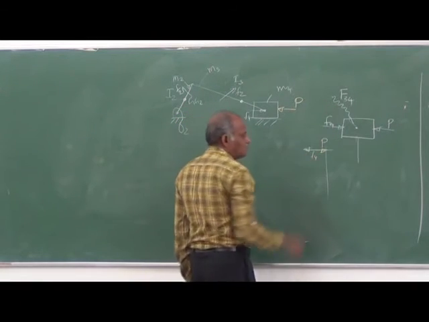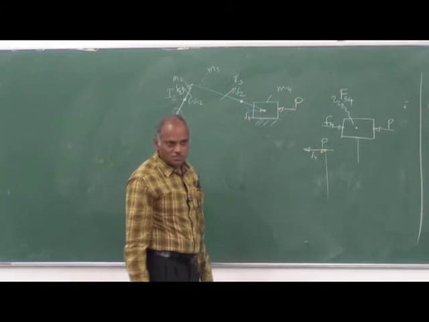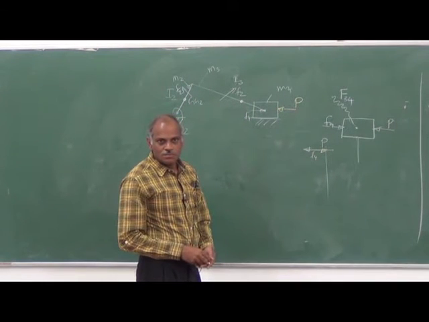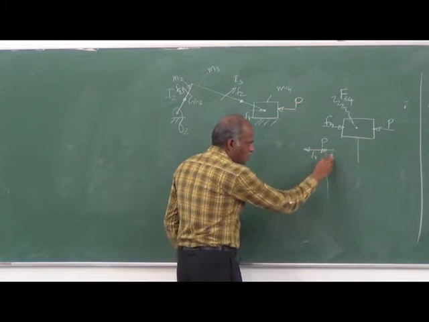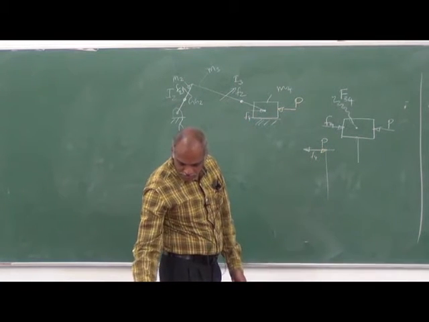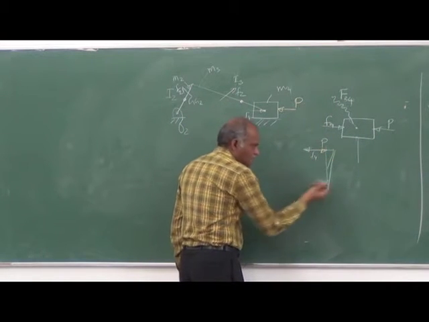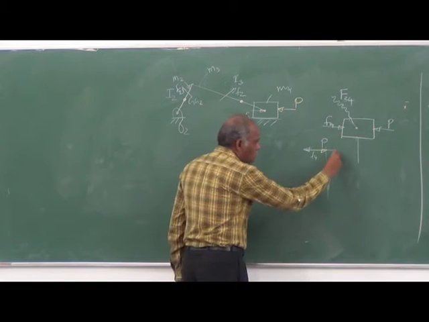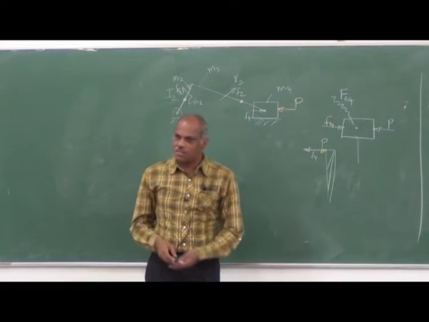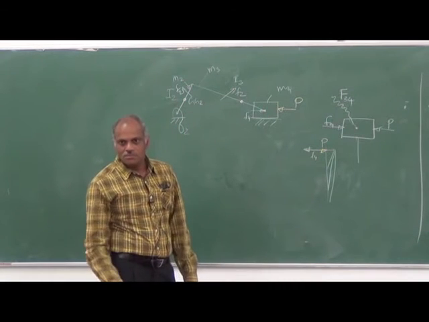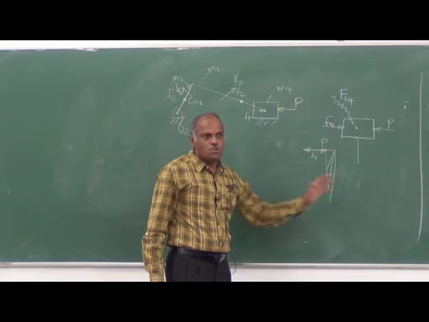But the other one, you do not know the magnitude and direction. So in this case, it can be like this, or it can be like this, or it can be anything. Because the direction and magnitude of that particular thing is not known, we don't have a unique solution for this.